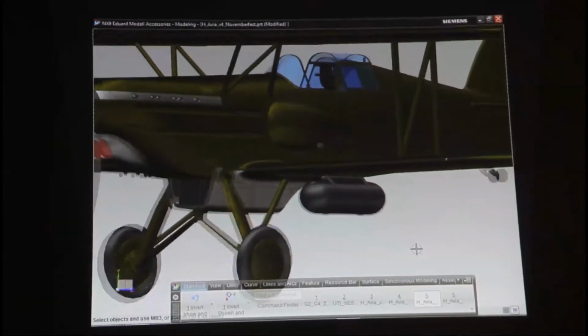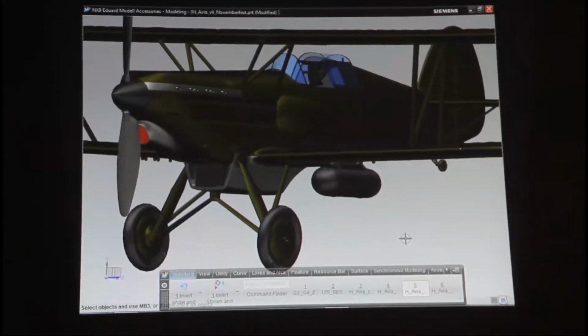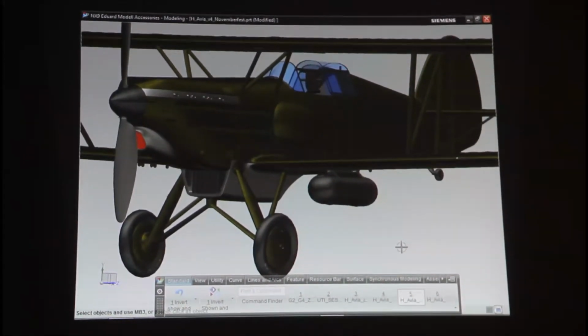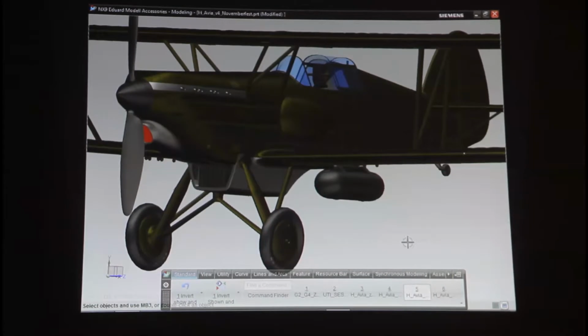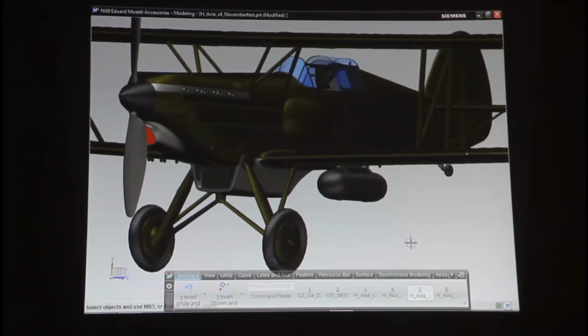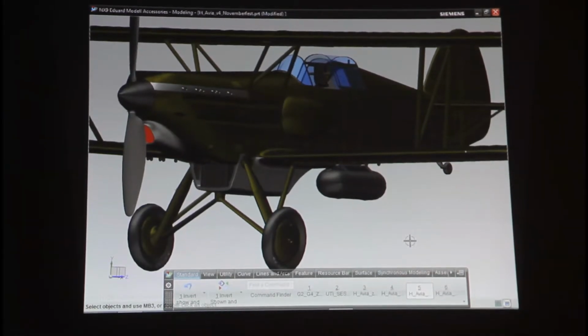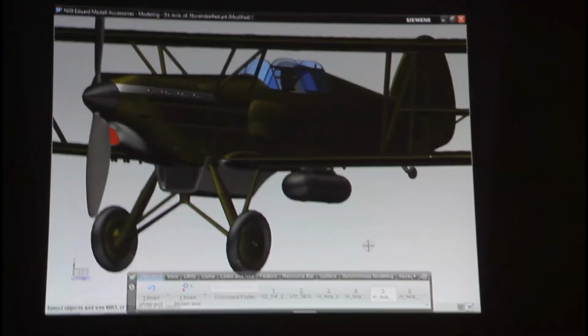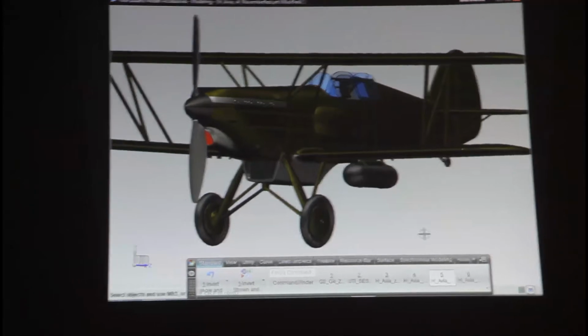Yeah, it is an external fuel tank. It was used by the Luftwaffe for target tug airplanes. Only two photos exist of this tank.